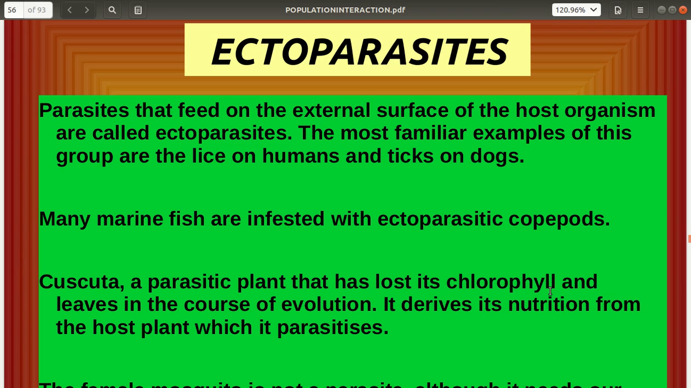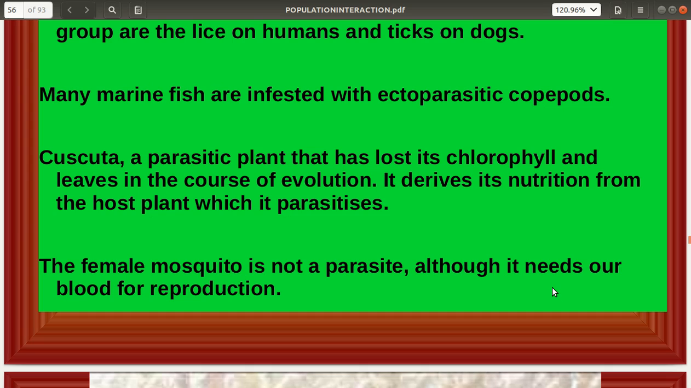How does it draw its nourishment? It produces haustoria, which are root-like structures which enter into the host plants, and they are knob-like structures, and they draw nourishment from the host plant. We call it haustoria, and that is how the Cuscuta plant depends on the host plant for its source of nutrition, and it's a complete parasitic plant. The female mosquito is not a parasite, it is just a vector, a transporting vehicle, although it needs our blood for reproduction.